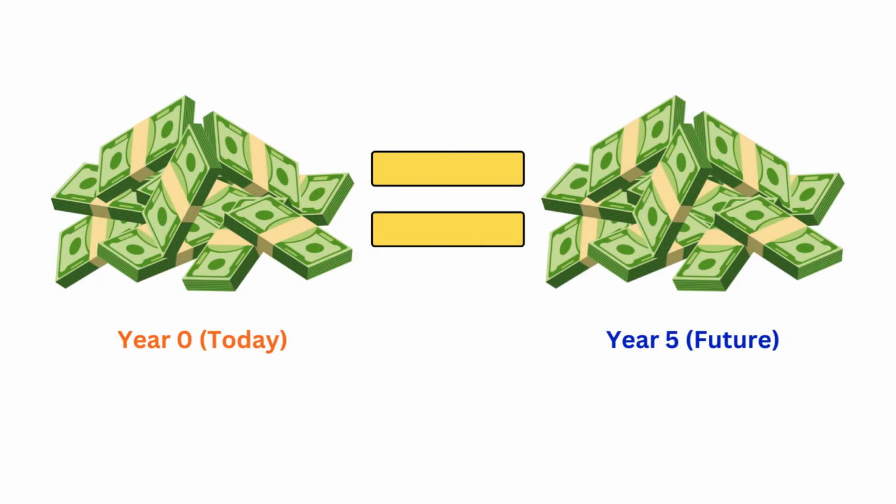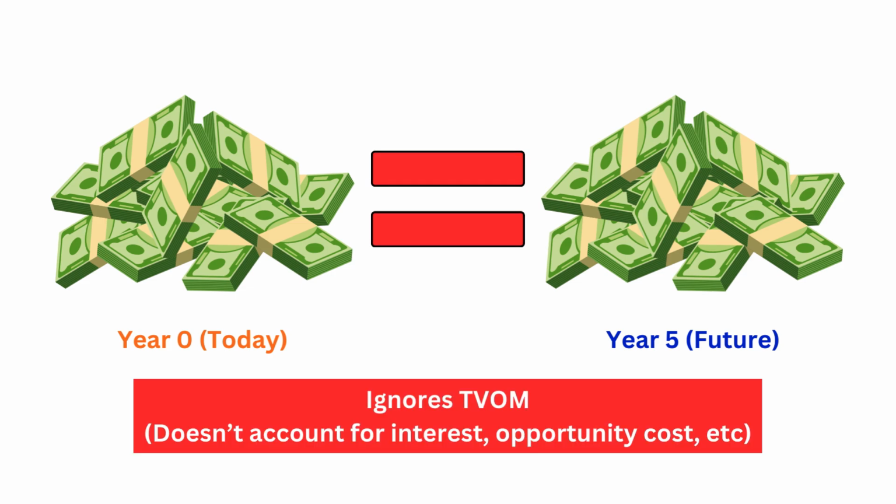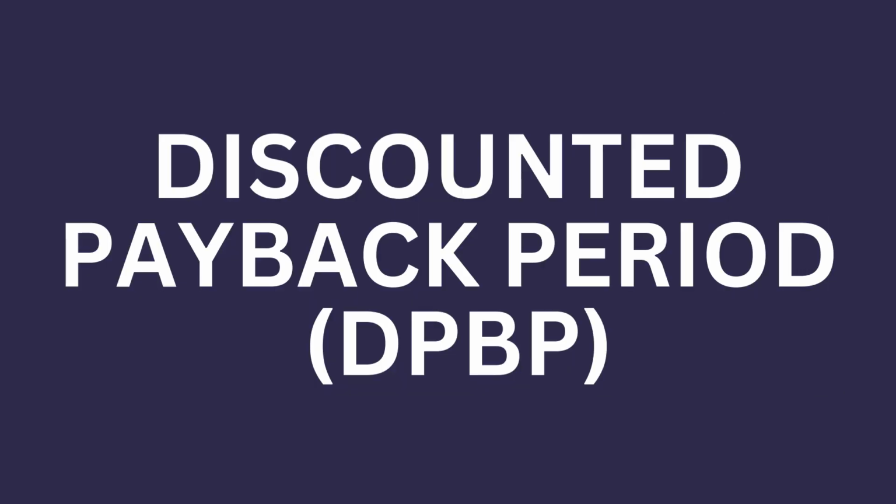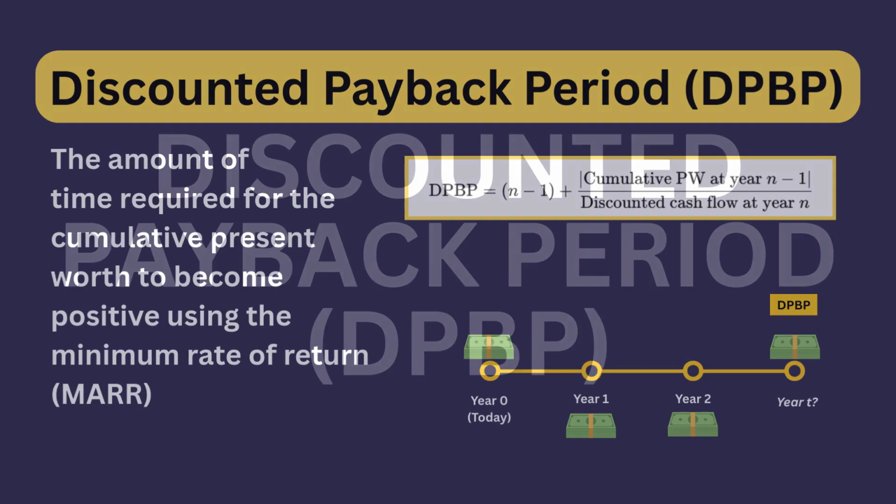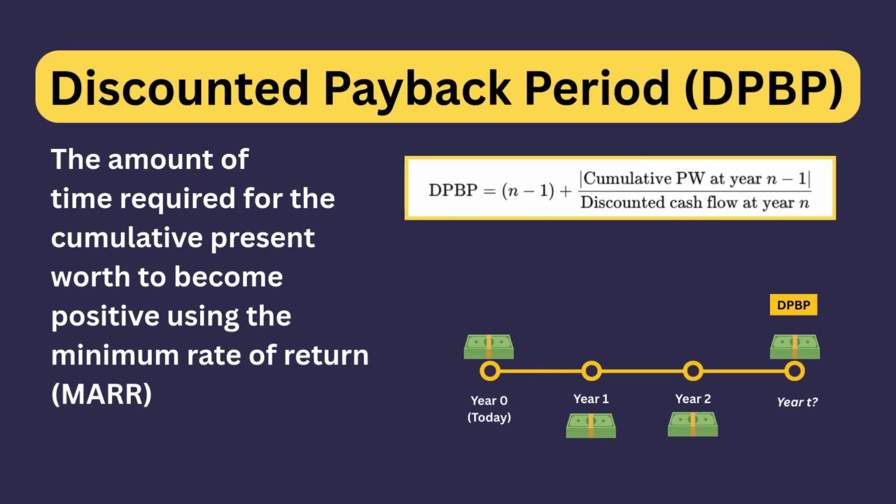Traditional payback treats a dollar received 5 years from now the same as a dollar received today. It completely ignores the time value of money. It assumes money doesn't earn interest, doesn't have opportunity cost, and doesn't lose purchasing power over time. In engineering economy, that assumption can be dangerous. That's why we use the discounted payback period, or DPBP. Instead of just adding up cash flows, we discount every future dollar back to present worth using the minimum attractive rate of return, or MARR. Then we track how long it takes for the cumulative present worth to turn positive. That moment is the discounted payback period.